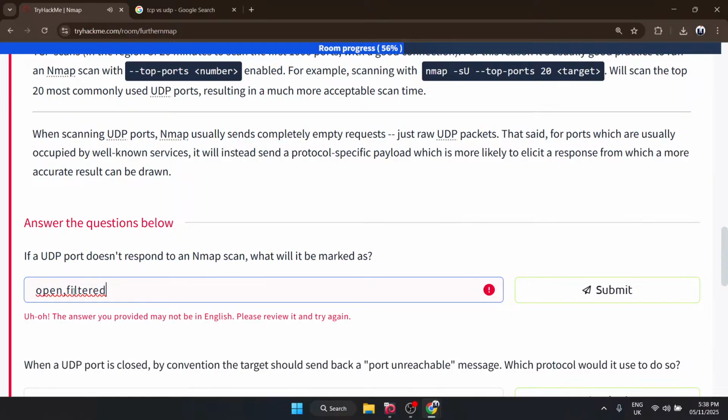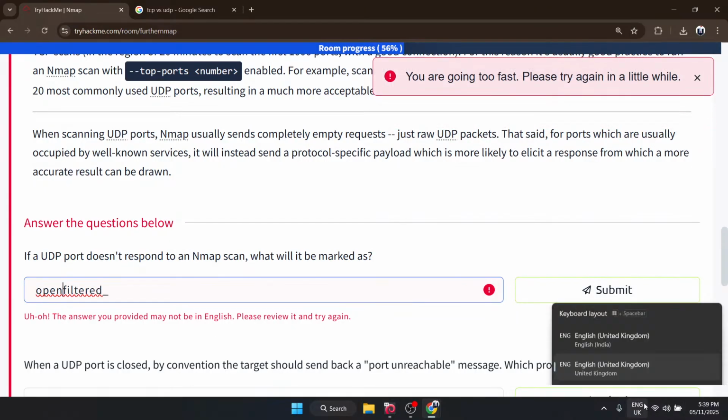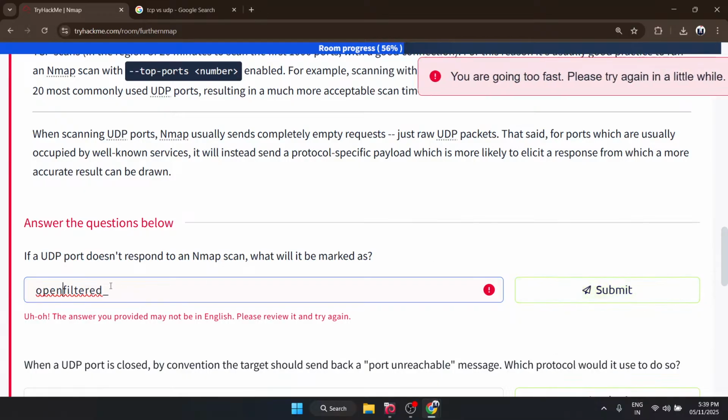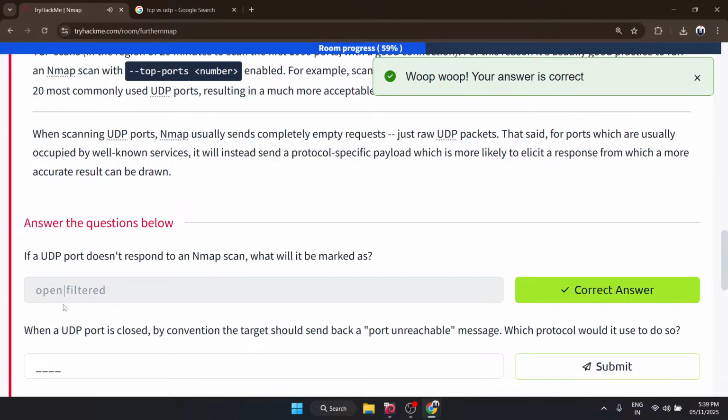What does it want? Just a second, I'll have to change it. Yeah, it wants bar. Okay, I just had to put this bar.